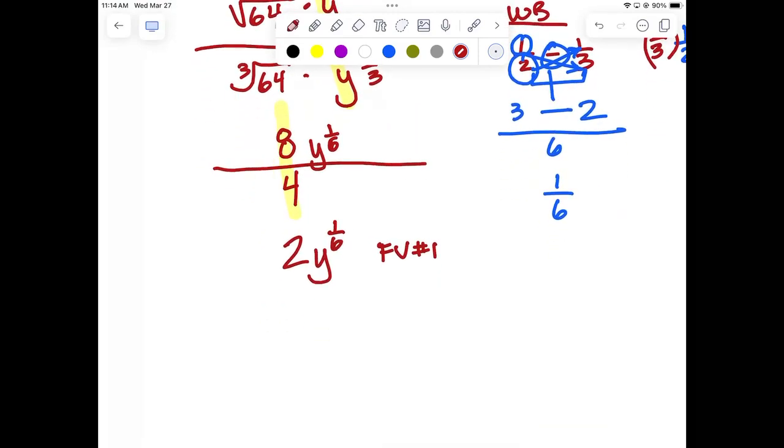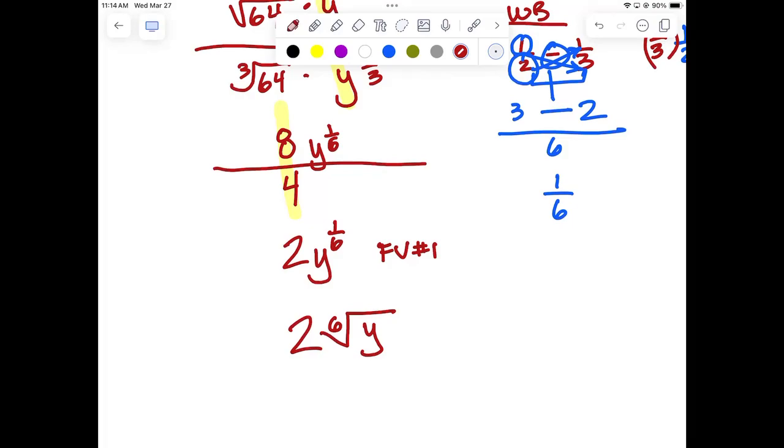The other version could be putting it back as a radical, which y to the 1/6 is the same as what? The 6th root of y to the 1st, which is y, the 6th root of y. Does the 2 go onto the radical with the y? No, because the 2's exponent is a 1, not a 1/6. Okay, so this would be your final version, number 2.